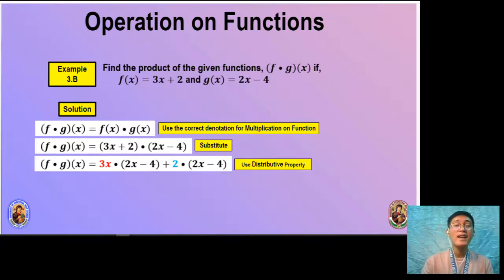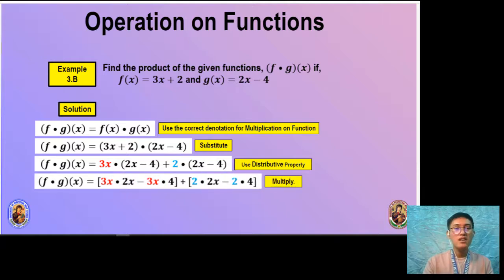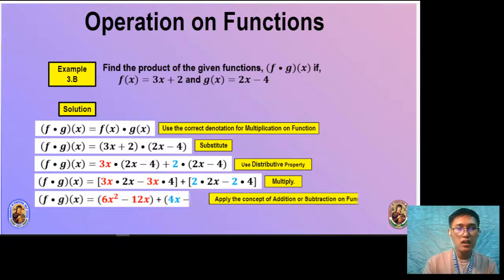Okay, next, apply again the distributive property of multiplication to this part, 3x times 2x, 3x times negative 4, and also to this part, positive 2 times 2x and positive 2 times negative 4. And we got here 3x times 2x and negative 3x times positive 4. That would be, or you can just go directly here. 3x times 2x is 6x squared. And also, 3x times negative 4 is negative 12x.